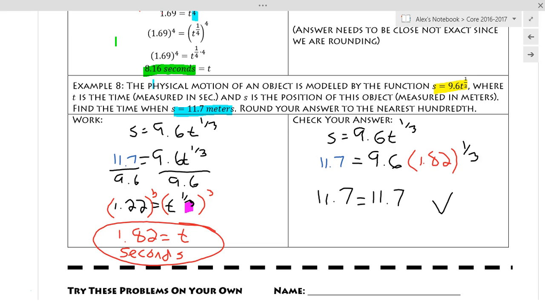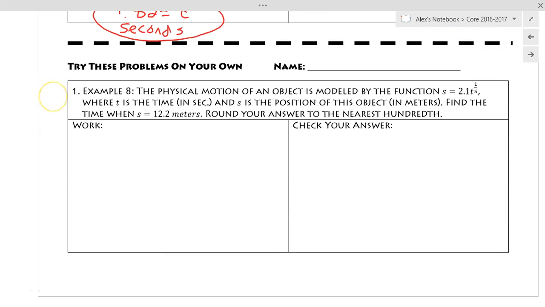All right, go ahead and pause the video and try these problems on your own. When you're done, go ahead and continue the video.